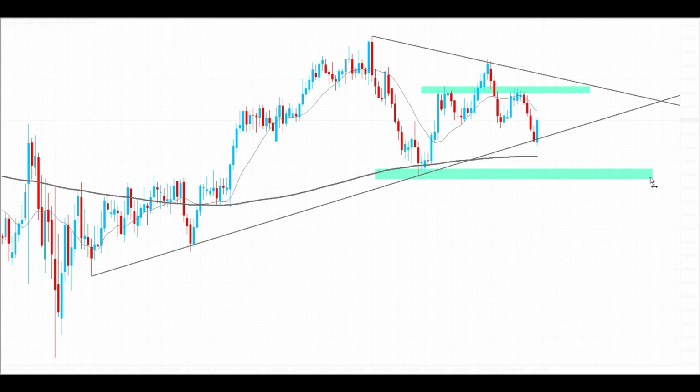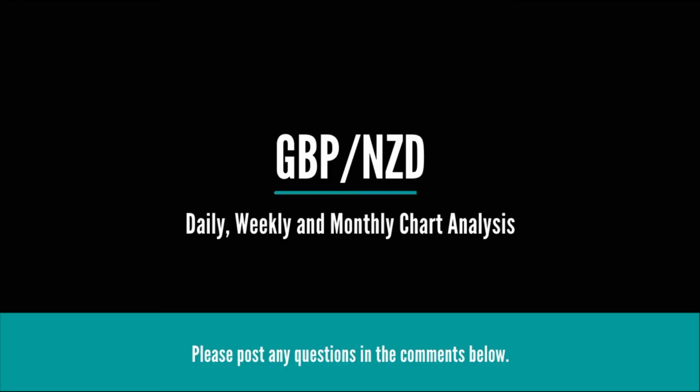But as of yet, still expecting price to push to the upside. We're still holding that trend line and could be seeing another move to the upside to go and test the resistance or the trend line up there. Now let's take a look at GBP NZD.